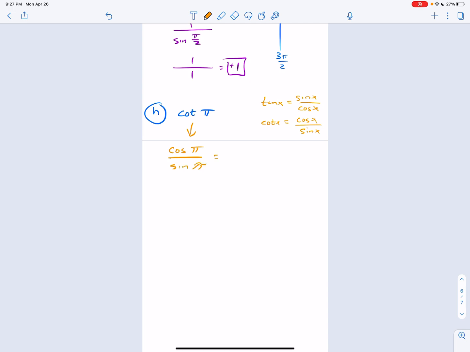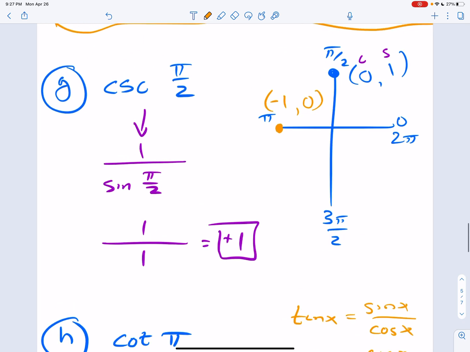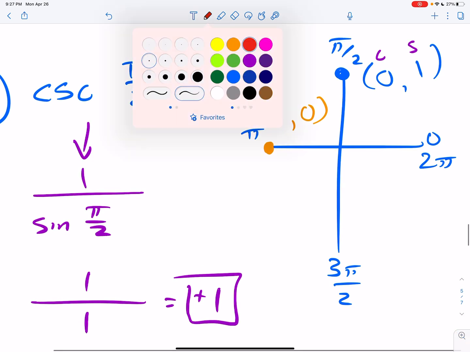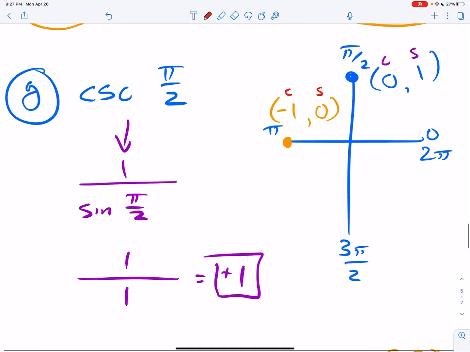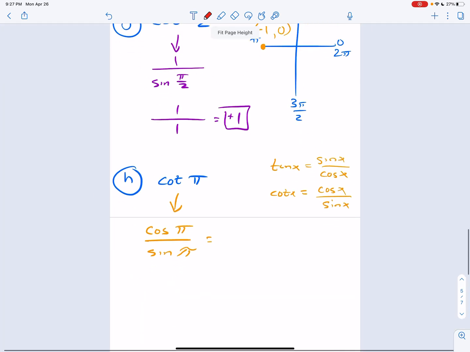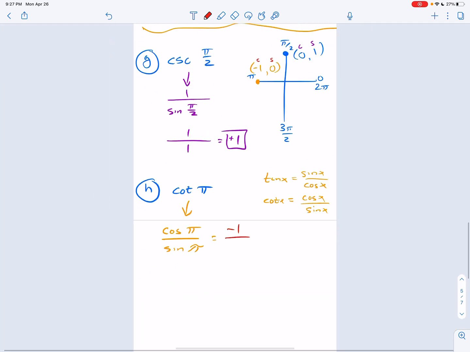Okay, so I know that cosine of pi is right here. In alphabetical order, C and then S. So cosine of pi should come out to negative 1. And sine of pi comes out to 0. Okay? Now, how do you divide by 0? Remember, when 0 is under, it's undefined. So there we're going to just say undefined.